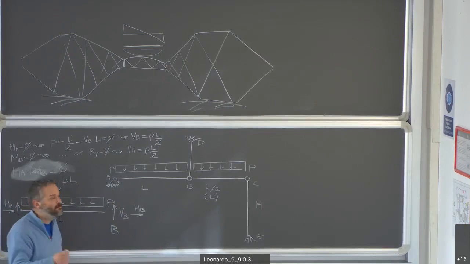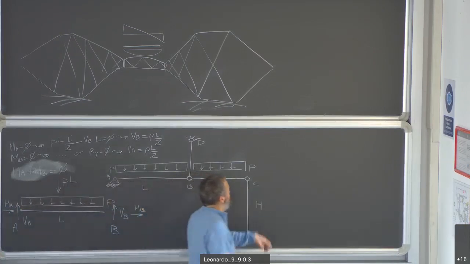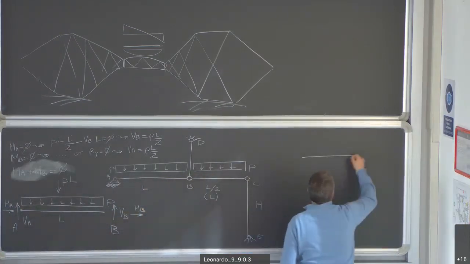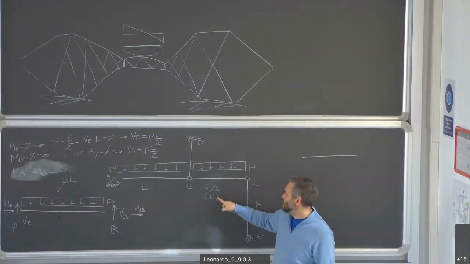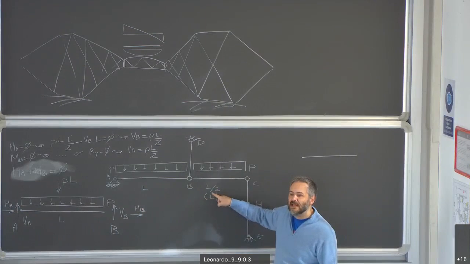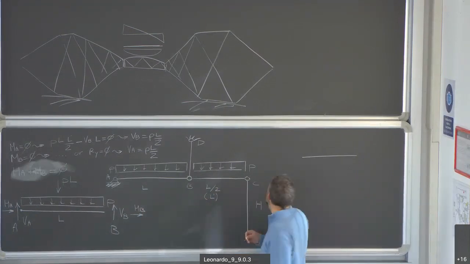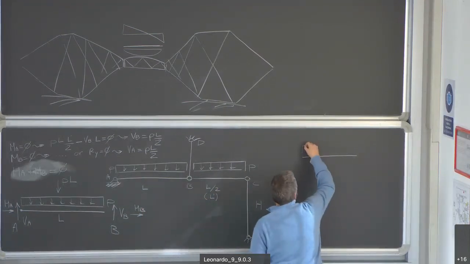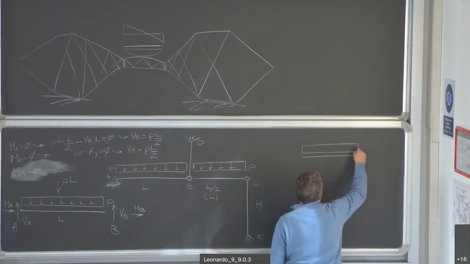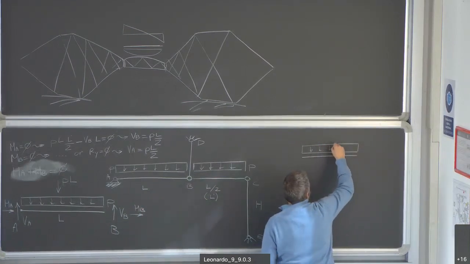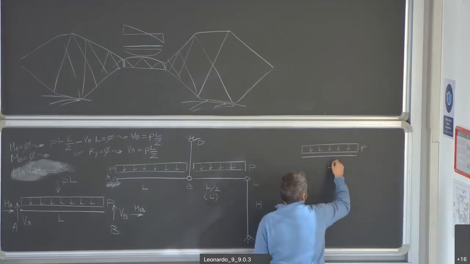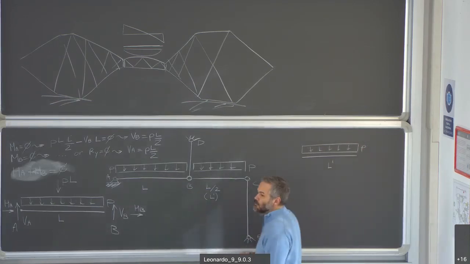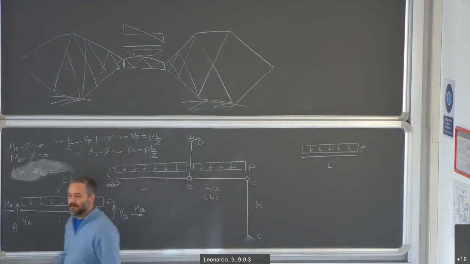Now let's go to the second beam, which is BC. And I said differently from what I did in the exam. Let's call the span not only L divided by 2, but let's call it L prime. This is P. This is L prime. Now, I could repeat exactly what I said previously.